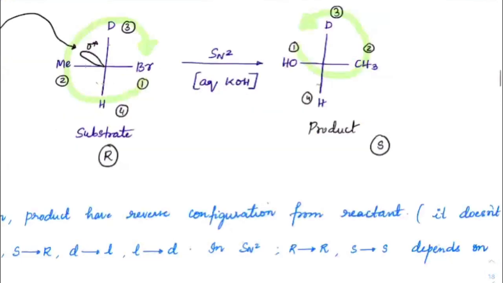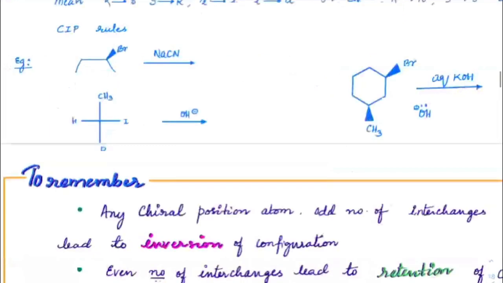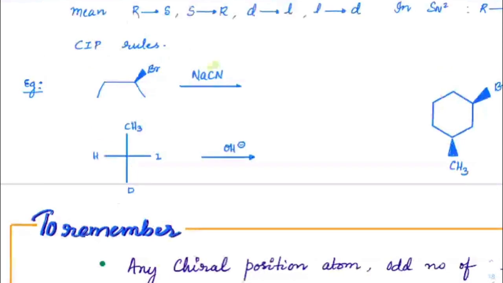Correct. So in that case, we can say the RS configuration may be retained or it might be inverted. But Walden inversion is to say that the configuration gets reversed. It does not indicate that R is becoming S or S is becoming R; it is not compulsory. Right. So in short, if I put a few examples, you can see that if CN minus is a nucleophile attacking on this group, and Br is a good leaving group, then the product formation would be with a configuration like this.